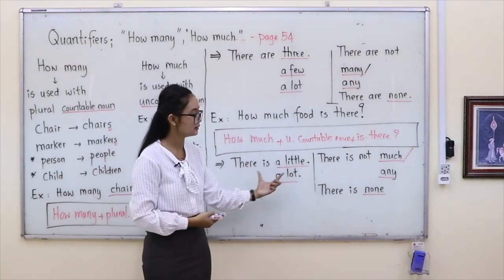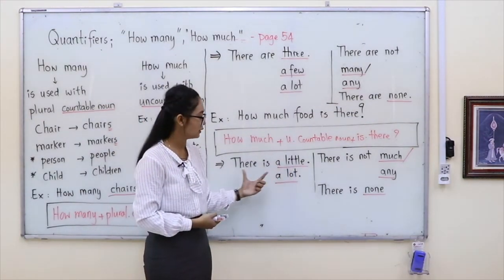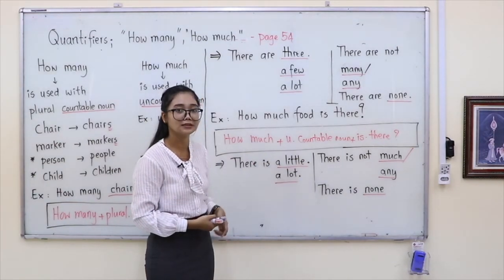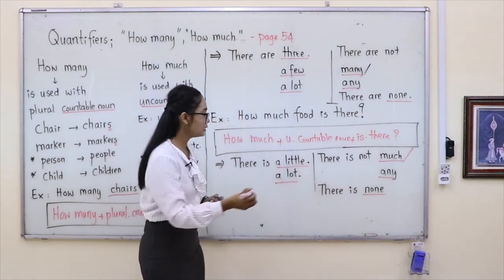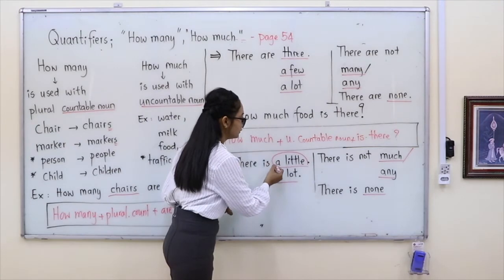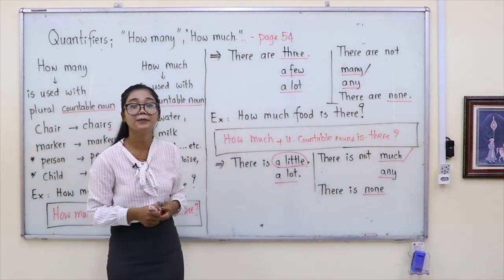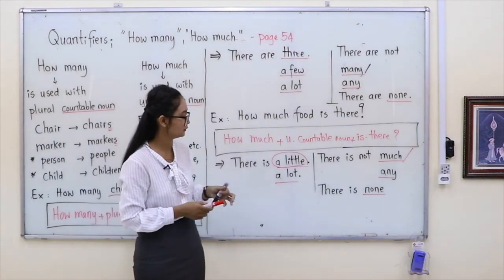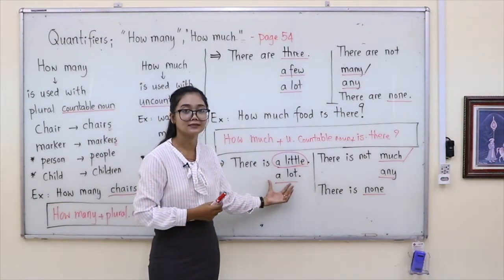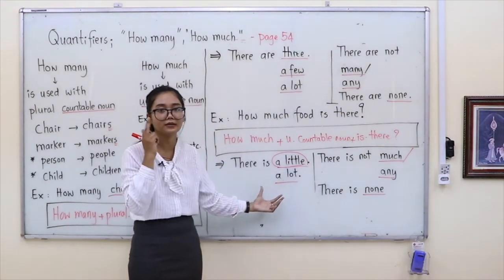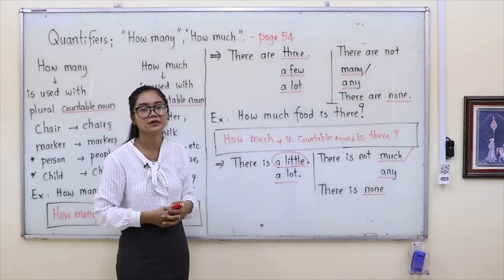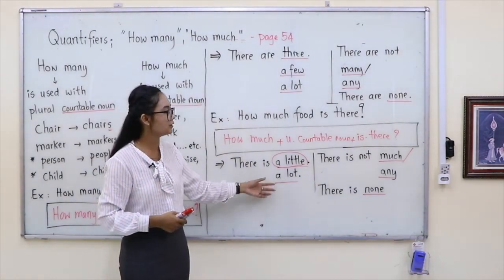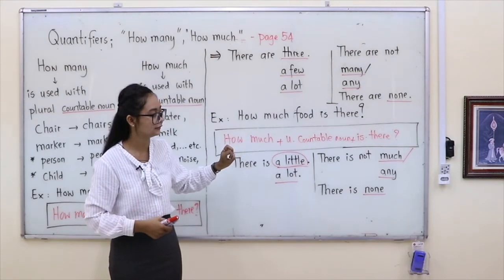There is a little. So what is a little here? A little here is the quantifier. But remember to use a little with an uncountable noun. There is a lot. So a lot is also a quantifier, and we use it with the uncountable noun.